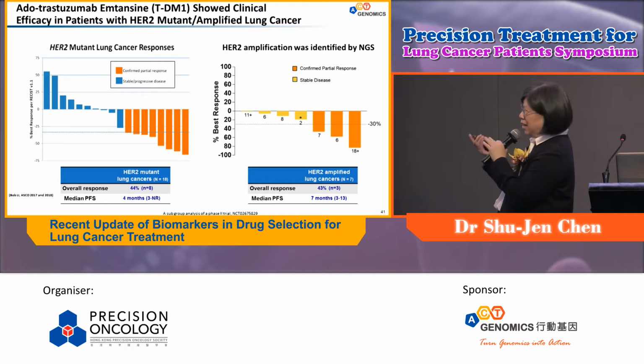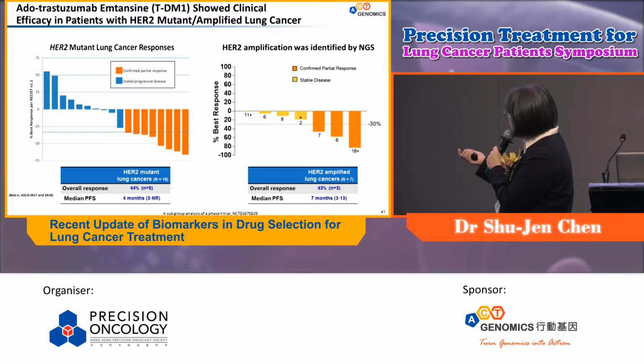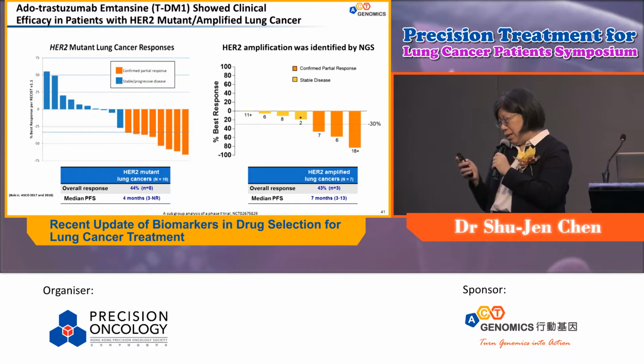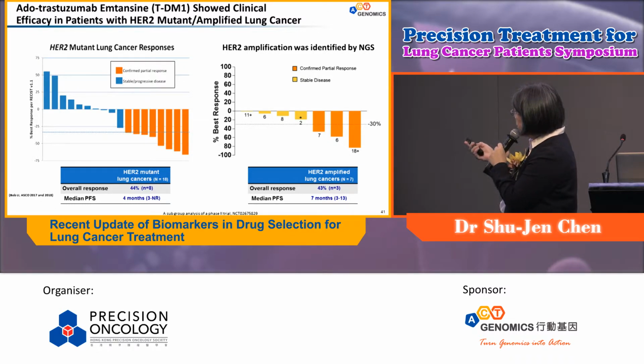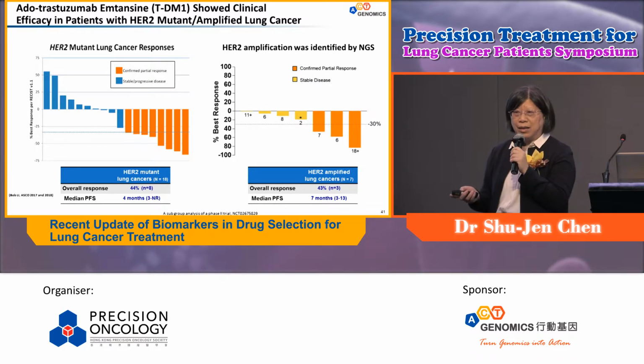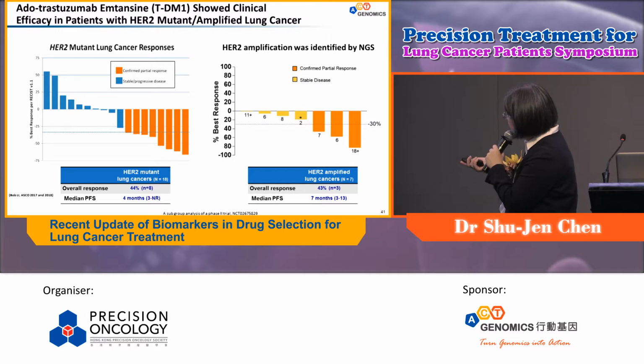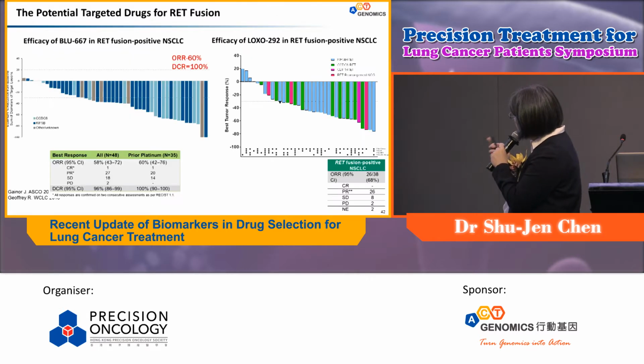And also, in addition to MET amplification, there's also a group of lung cancer patients who show mutation or amplification in the HER2 pathway. For patients who develop HER2 pathway alteration, currently I think the best data that we see is for TDM1. This is an antibody drug conjugate that actually offers pretty good clinical efficacy for patients. And this is not a drug currently approved for lung cancer, but initial clinical trial data seem to show pretty promising results.